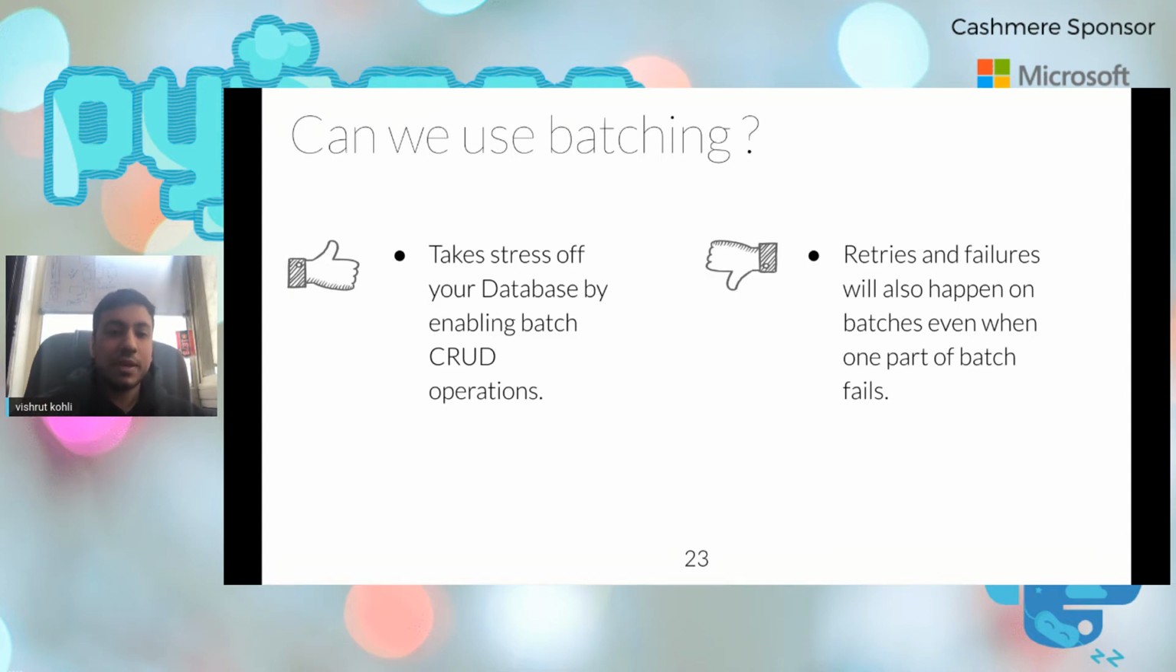To solve this problem, we can introduce batching. So instead of one person picking up just one order, we can make one person pick up 10 orders or even more. This way, we are decreasing our trips to the aisle by 10 times. But as we know, every good thing also comes with a trade-off. So now your retries and failures also happen at batch level. So if the ninth order failed for some reason in a batch of 10, still the whole batch of 10 will be retried. So if you're okay with this trade-off, then this can definitely decrease the load on your DB and give some kind of performance boost.